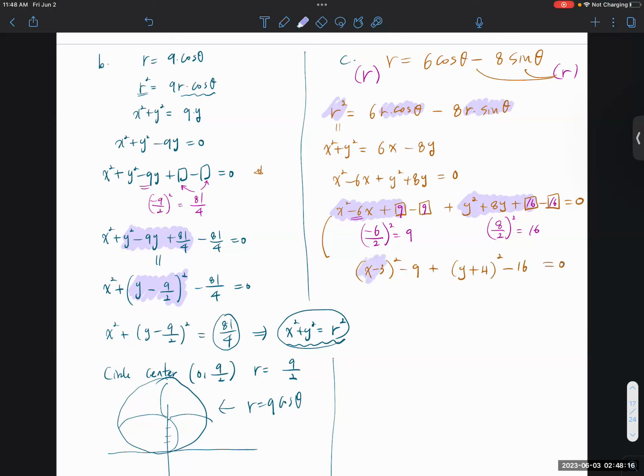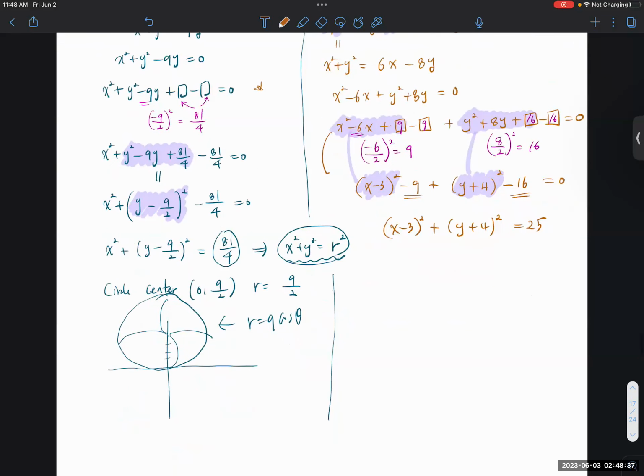They're corresponding. So we can find the circle equation: (x minus 3) squared plus (y plus 4) squared. The negative 9 and negative 16, I'm going to move to the other side. They're going to be 25. Exactly, this is a circle equation. So this is a circle.